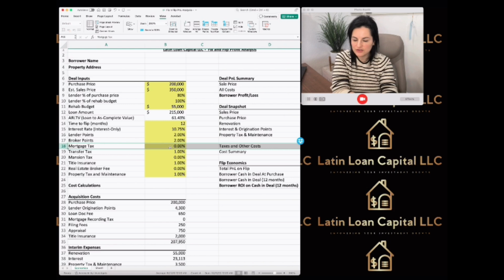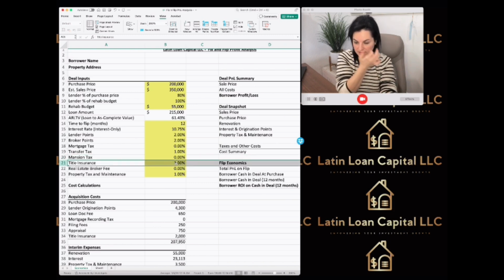Mortgage tax, usually there is no mortgage tax. Transfer tax, this will be calculated when you sell the property, okay? Mansion tax, this is only if your property is a mansion, if it's a $1 million property, or if it goes over the limits of conventional in the area, then they calculate a mansion tax. Title insurance, I will estimate at 1%.